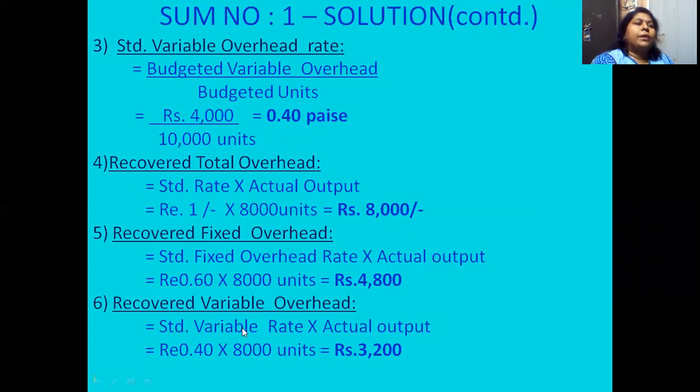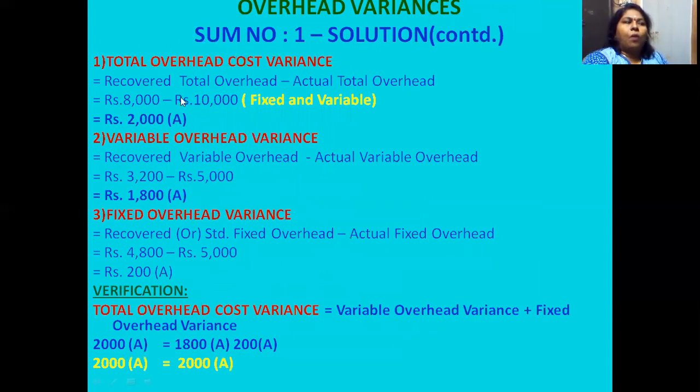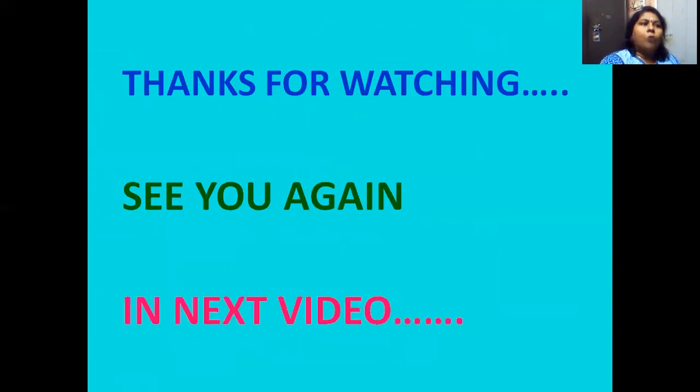Next, once we calculate the standard overheads for total, fixed or variable on the actual output, we need to work out the variances by applying this formula: standard total overheads minus actual total overheads, or standard variable overheads minus actual variable overheads, or standard fixed overheads minus actual fixed overheads. Then after working out the solution, you have this verification formula to check whether your working is right. So from this problem, you come to know the basic method to work out the overhead variances by applying the formula in this video.